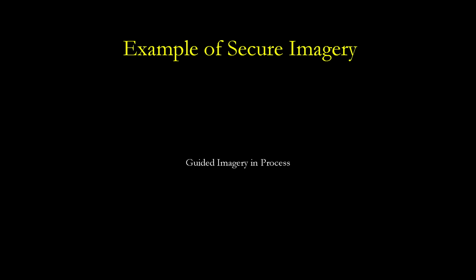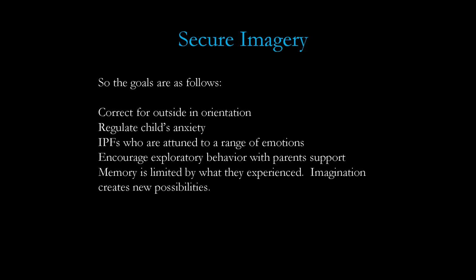So the goals are as follows. Number 1, correcting for the outside-in orientation. Number 2, regulating the inner child's anxiety. Number 3, having ideal parent figures who are attuned to a range of emotions. And number 4, encouraging exploratory behavior with the ideal parents as support.